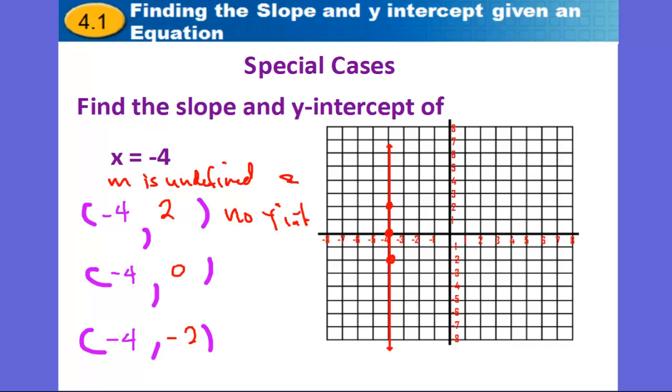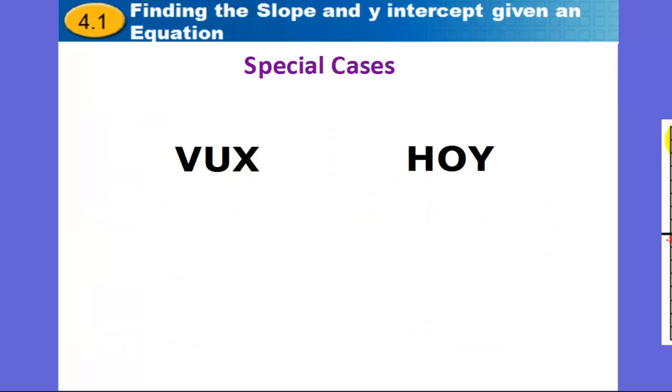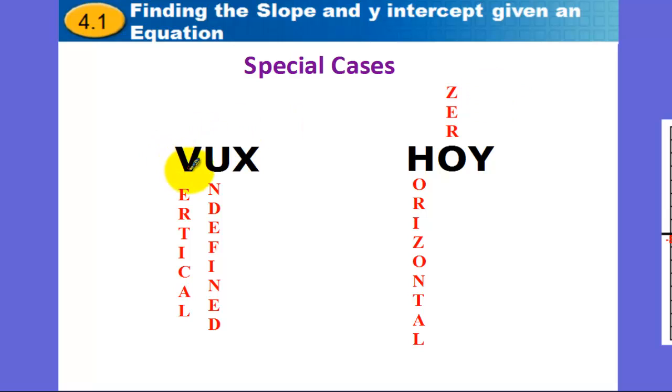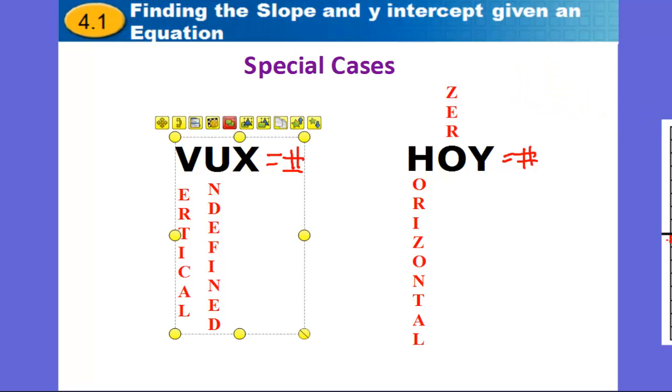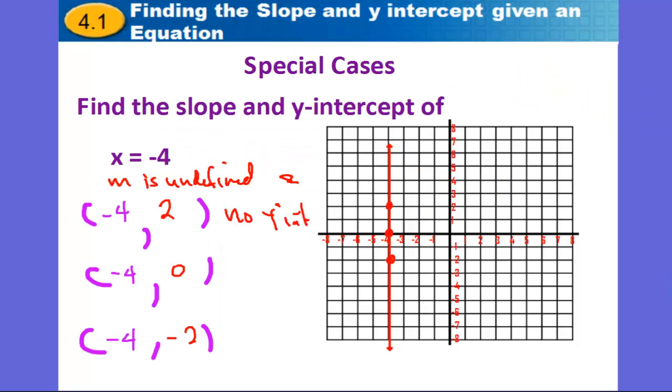So there we go. Now we have a shortcut. We call this VUX HOY. What do we mean by VUX HOY? If you have a vertical line, the slope is undefined and the equation will be x equal to any number. If you have a HOY, meaning horizontal line, your slope is equal to 0 and your equation is y equal to any number.